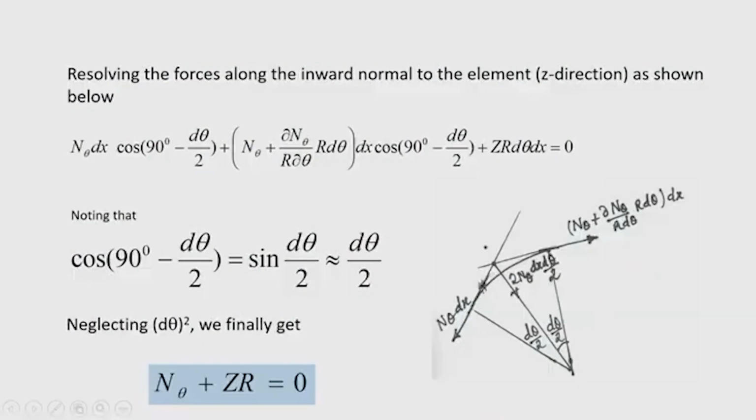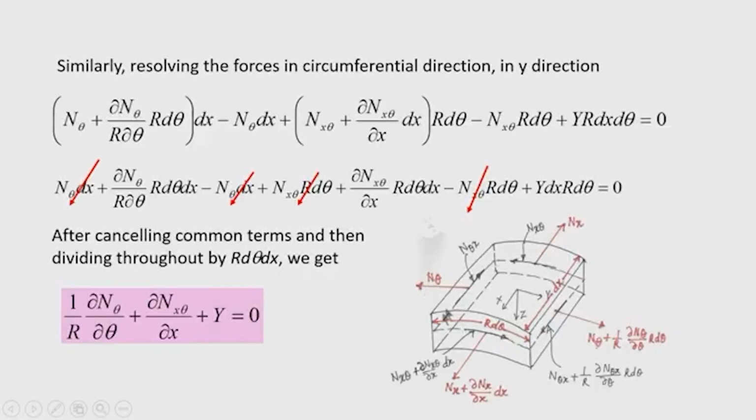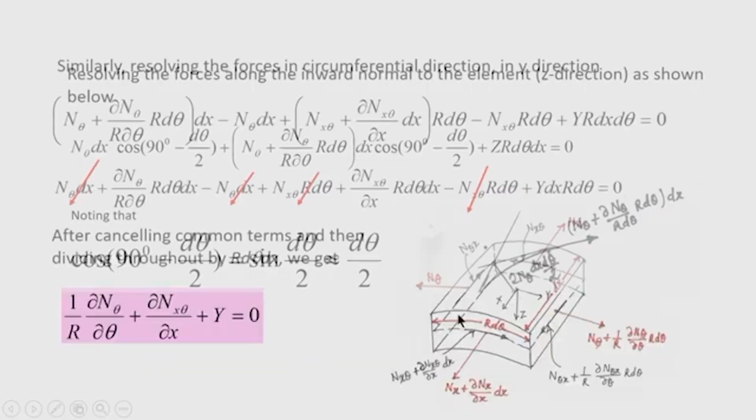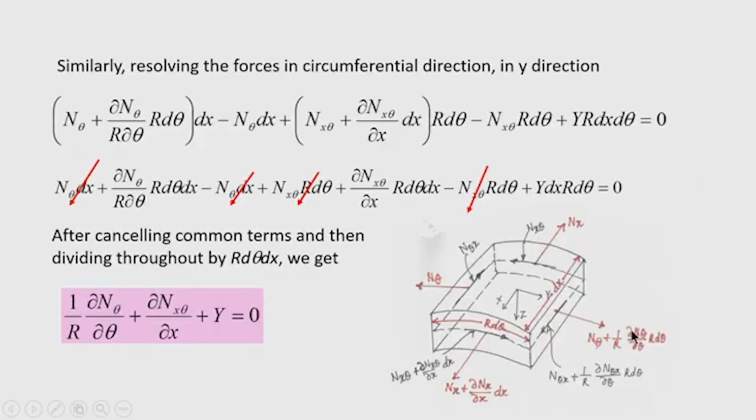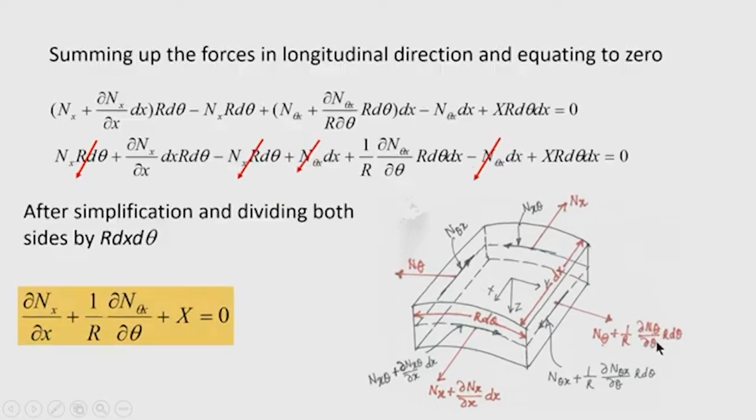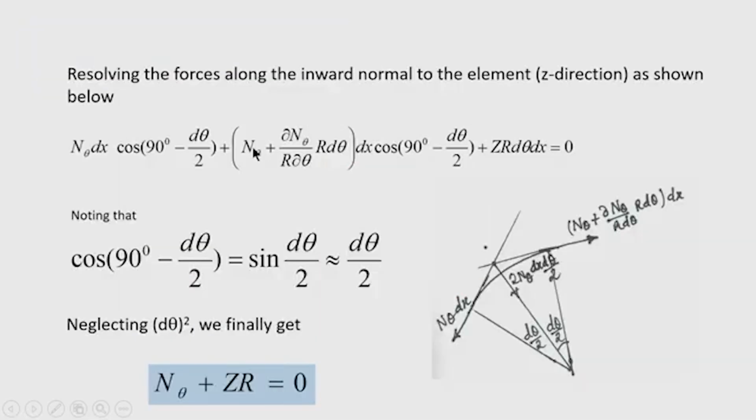You can see here that if this is the element along the circumferential direction whose length is r d theta, n theta dx acts along this direction, that is parallel to the direction of generator. So, the total force here is n theta dx. On the opposite edge, it will be n theta plus 1 by r del n theta by del theta r d theta into dx. So, this term is taken n theta plus del n theta r d theta dx. Okay. Now, resolve the forces along the normal direction. So, if the total angle that is subtended by the element at the center is d theta, then the semi angle is d theta by 2.